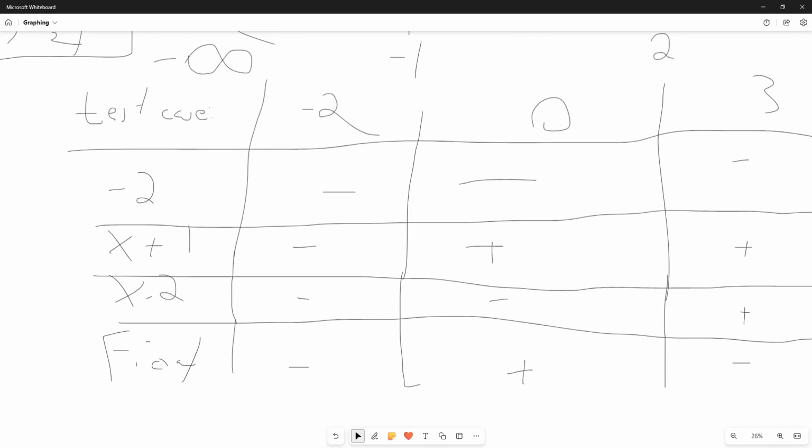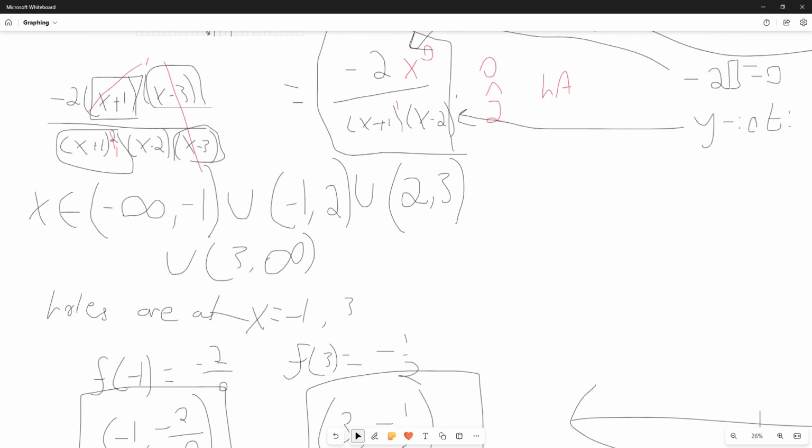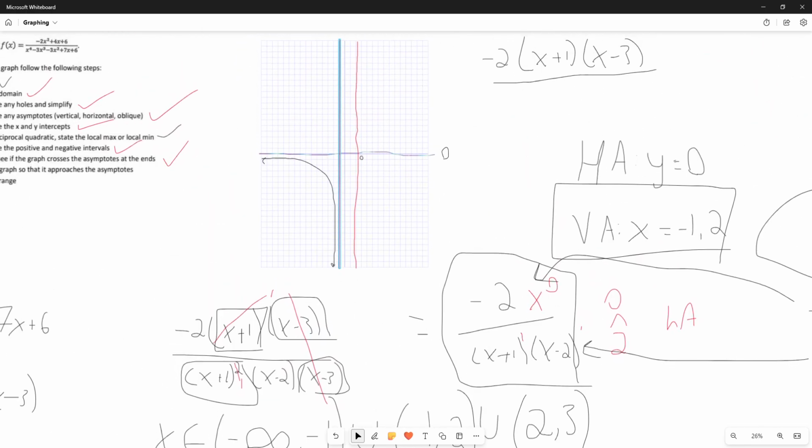From -1 to 2, it's positive. So we'll go from there. It's positive. And this is where we get our quadratic. Because it has to be inside of this barrier, and needs to be approaching this asymptote and this asymptote, it will come out like a quadratic. It will look like this, right? These two lines next to it are the asymptotes.